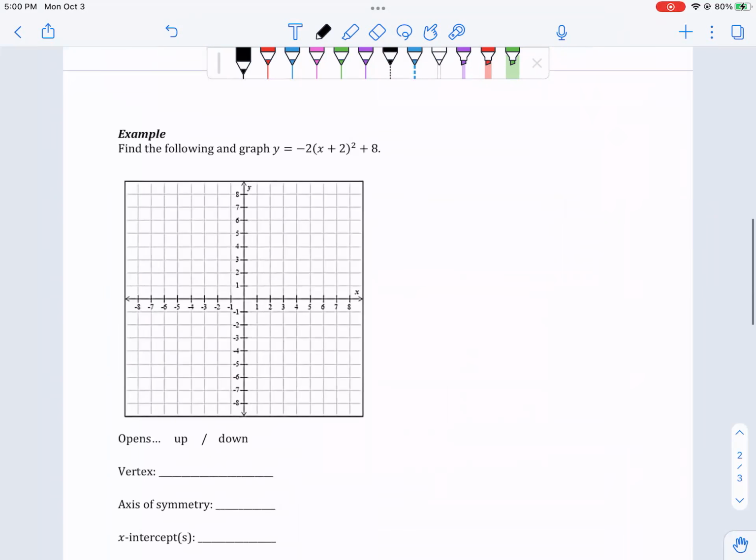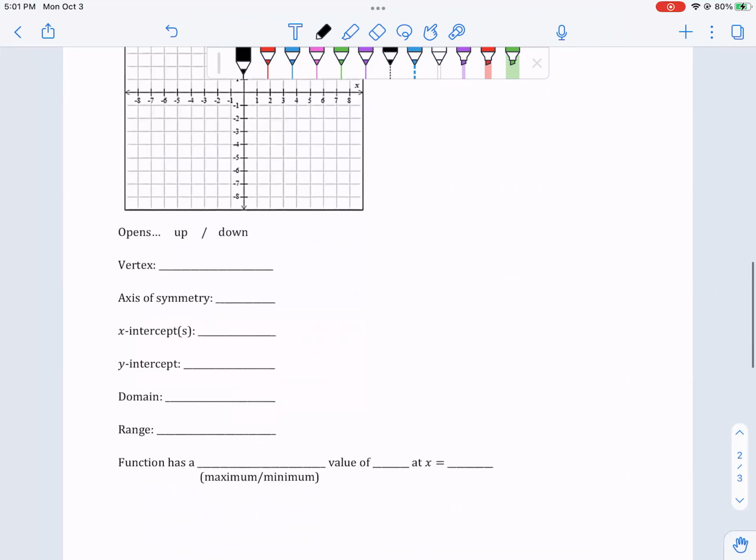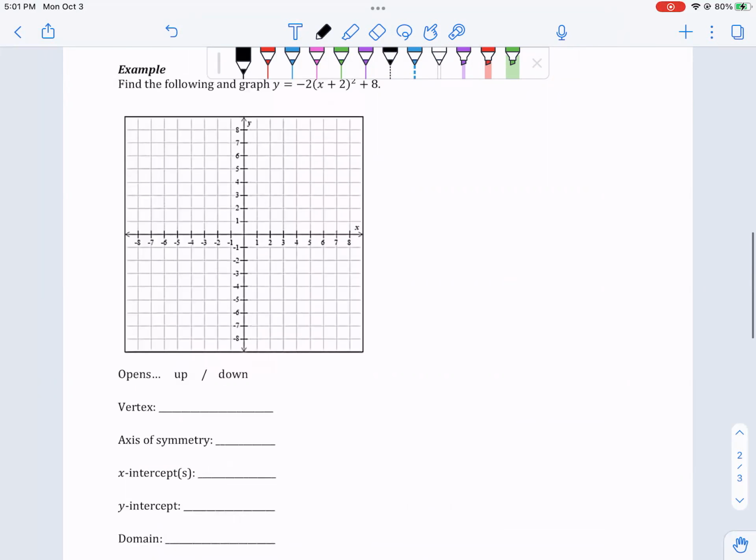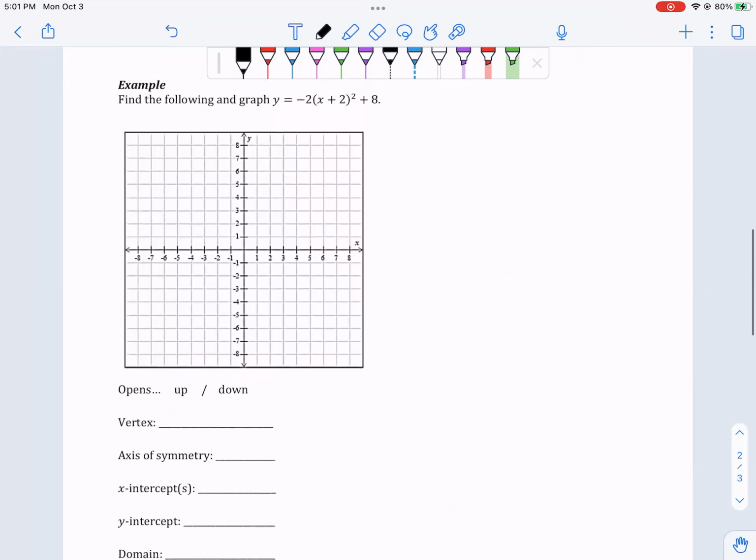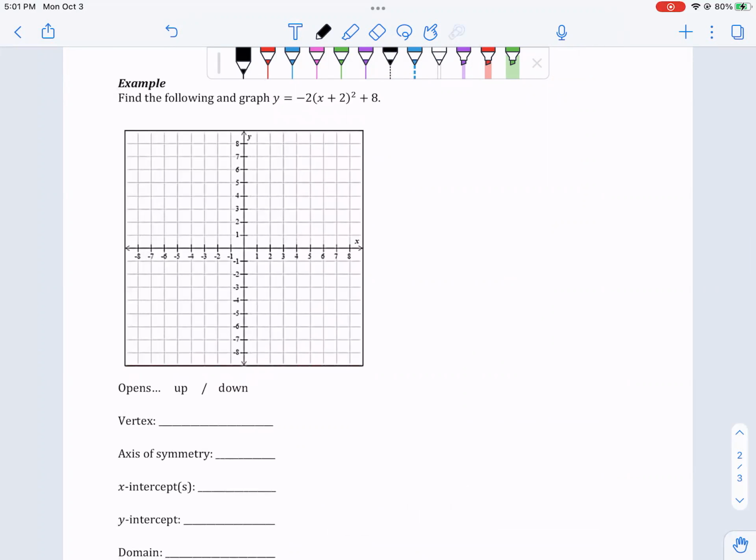Let's look at another problem. Find the following and graph y equals negative 2 times (x plus 2) quantity squared plus 8. And there's quite a few questions for us to answer. So let's start. Opens up or down? Well, the value out front is a negative 2. If a is negative, that means that the graph opens down.